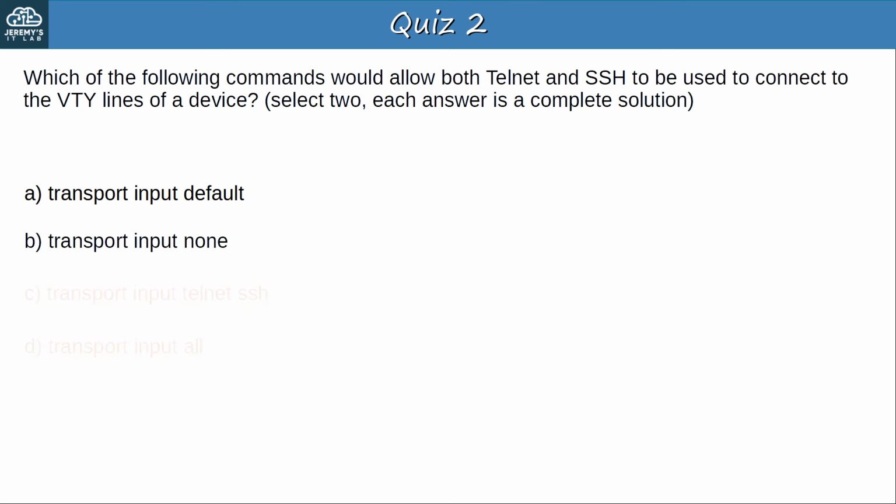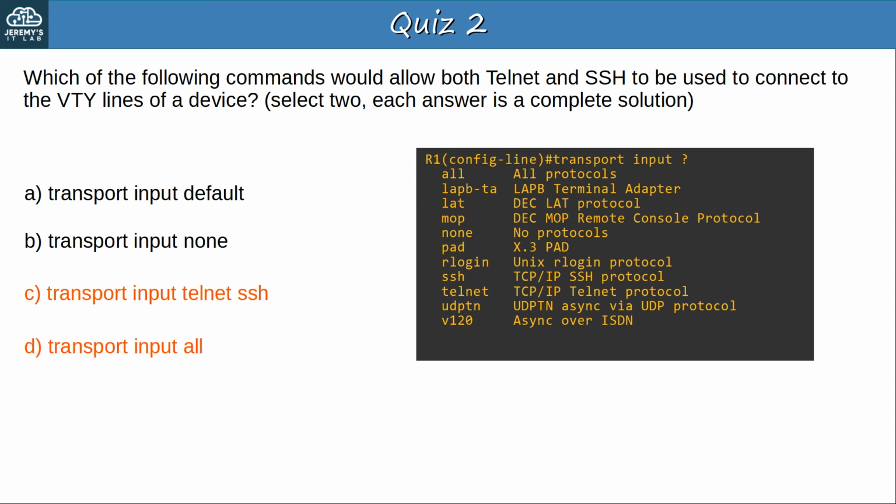The answers are C, transport input telnet ssh, and D, transport input all. C will allow Telnet and SSH, whereas D will allow some other protocols. As you can see, there are protocols outside of Telnet and SSH that are supported. A, transport input default, isn't a real command, and B, transport input none, would allow no protocols. Okay, let's go to question 3.